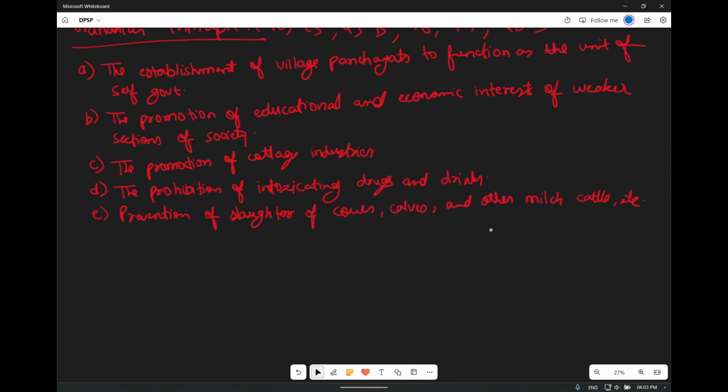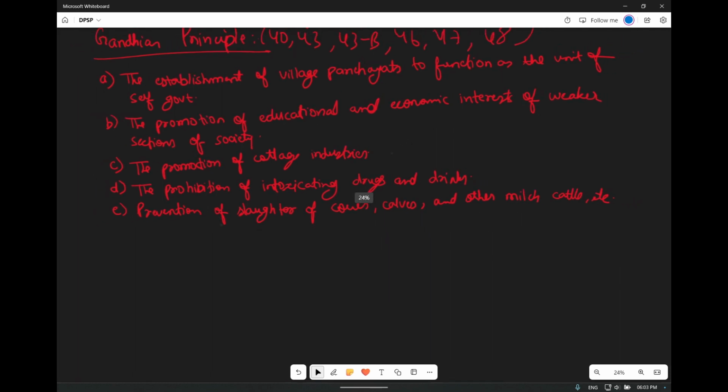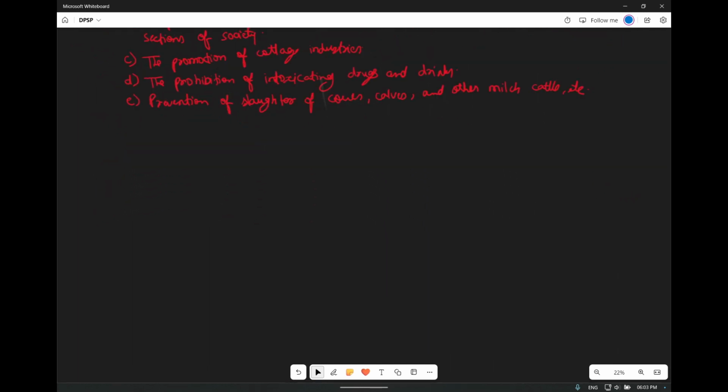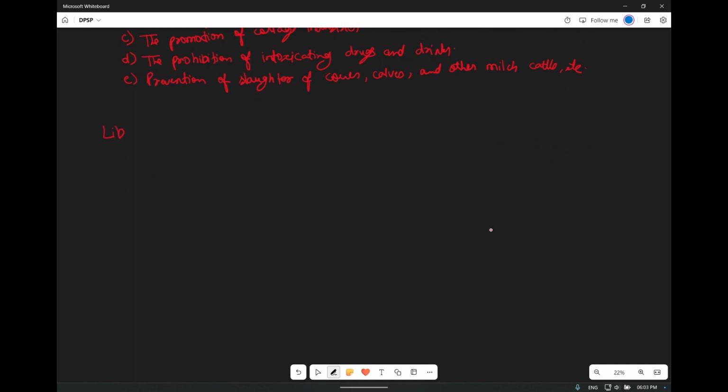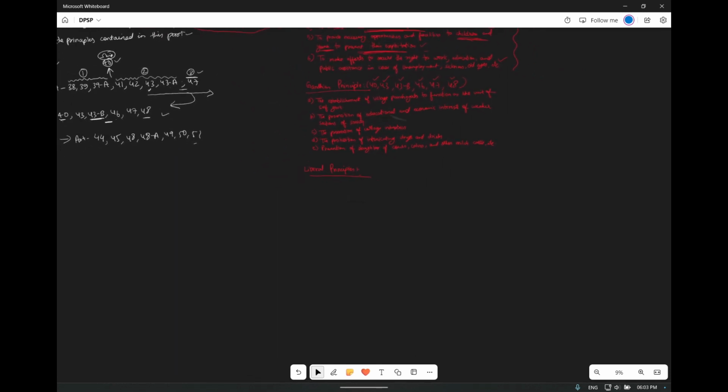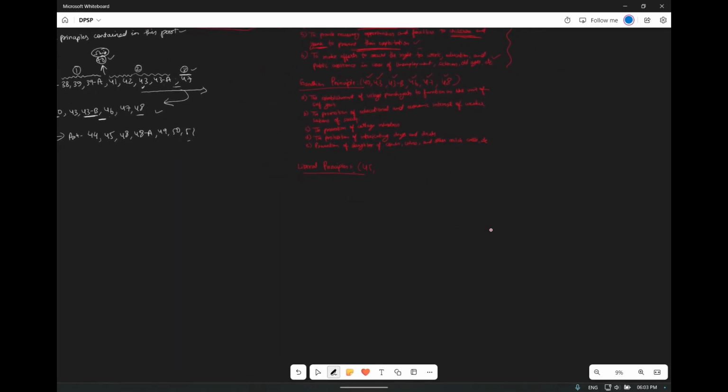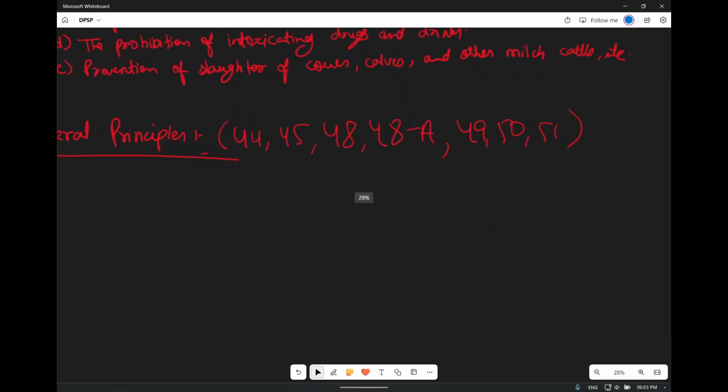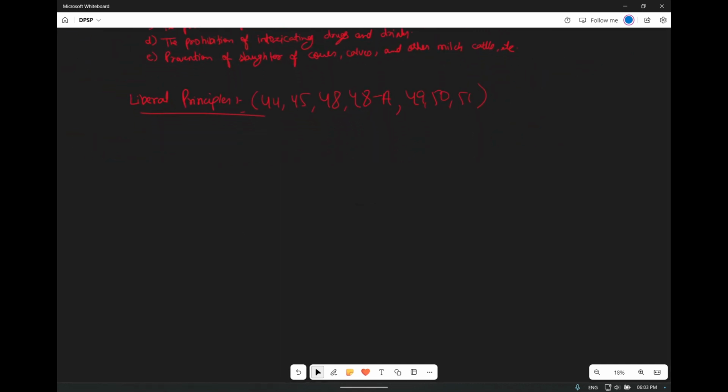Okay, so this was related to the Gandhian principle. Now we'll see liberal principles. Okay, liberal principles include article 44, 45, 48, 48A, 49, 50 and 51. Okay, so what are these articles? We'll see.